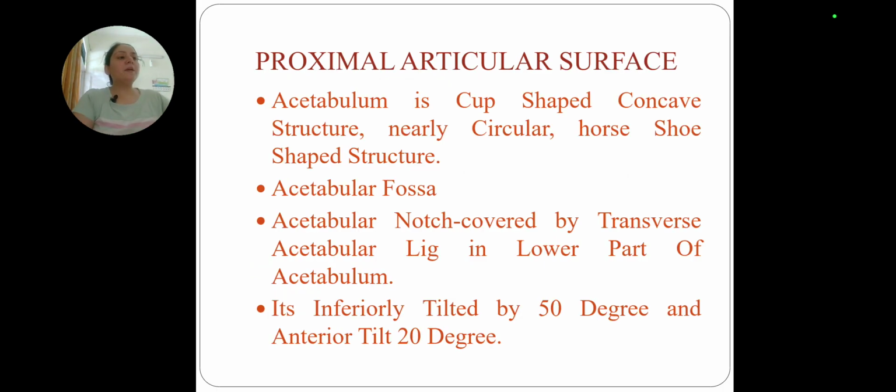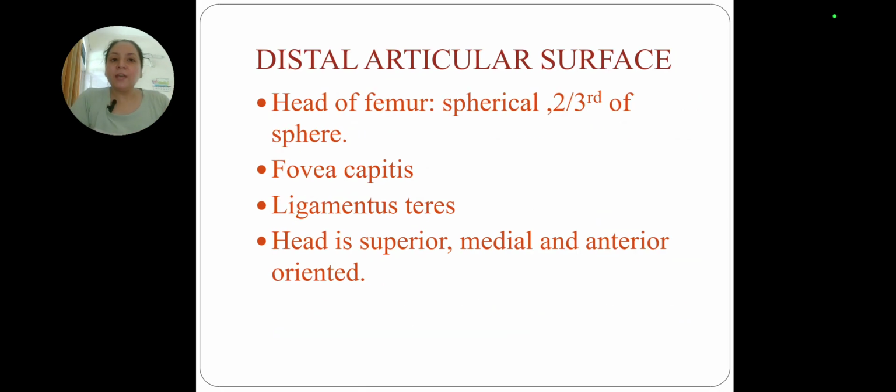Now the acetabulum is a cup shaped concave structure, nearly circular, horseshoe shaped. The acetabular fossa is there. The acetabular notch is covered by a transverse acetabular ligament in the lower part of the acetabulum, and it is tilted inferiorly by 50 degrees and anteriorly by 20 degrees. Now the head, the distal articular surface, the head of the femur is spherical, two thirds of a sphere. It has a fovea capitis.